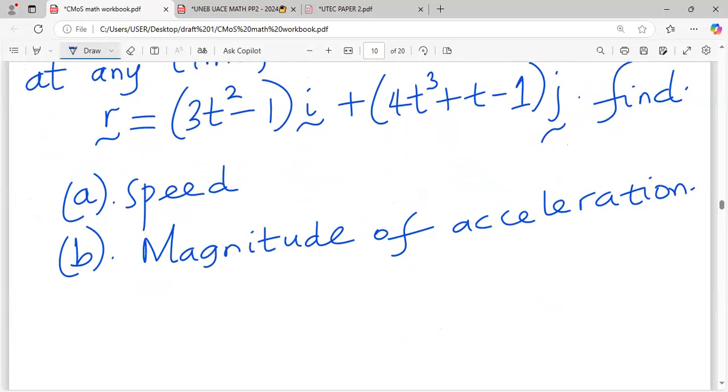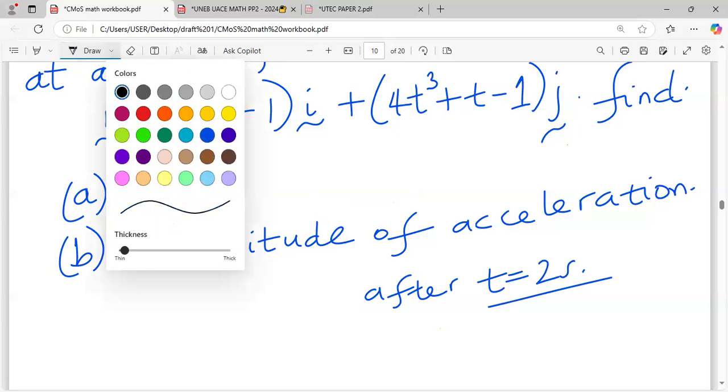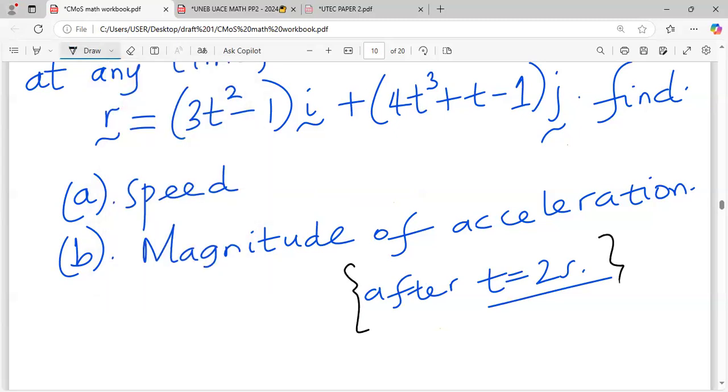Then down here they say after t equal to 2 seconds, something like that. So when they put it somewhere down, they are trying to tell you to please apply it to both. But if it is a continuation of magnitude of acceleration, then you only apply it on magnitude of acceleration.